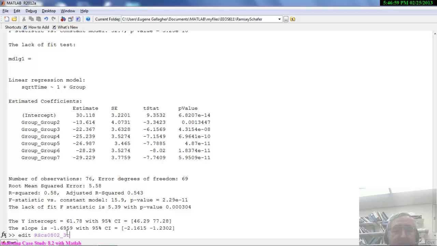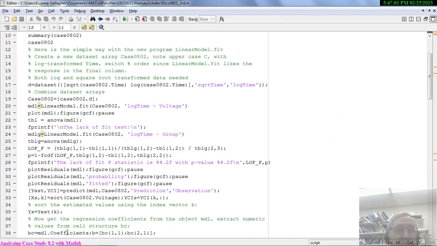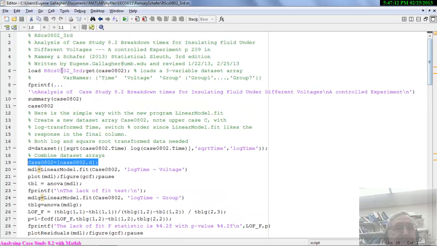So now we can edit RSCS0802 third and bring up the data file. This is just loading the case study 802 dataset array. I loaded it, the dataset array. It was saved on my hard drive as RSCS0802 third as a mat file, as all of the datasets from Statistical Sleuth. They're all saved as mat files after I translated them from an Excel spreadsheet.